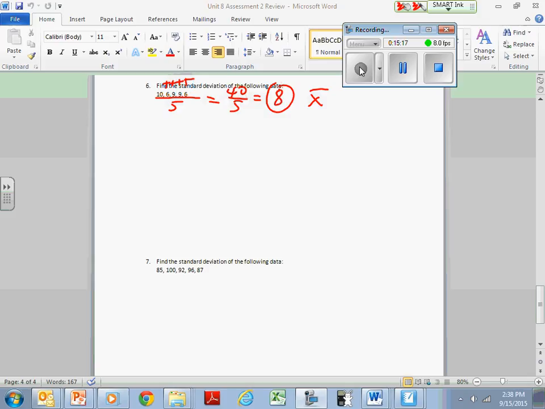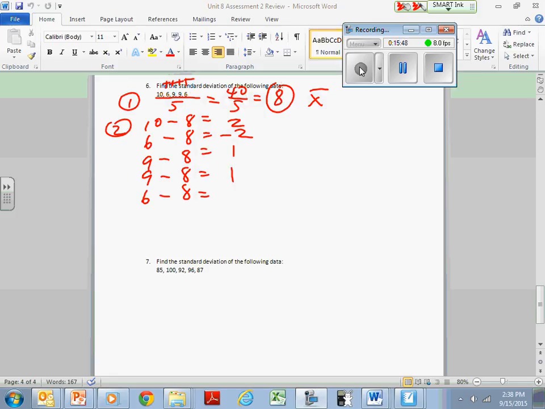So that's step 1. Step 2, we have to find the distance of each data value to the mean. In other words, each one of these numbers, 10, 6, 9, 9, 6, we're going to find out how far away it is from the mean. How do you do that? You just subtract: 8, 8, 8, 8. 2, negative 2. That 2 goes up there. A 1, and a negative 2. What did we just do? We did step 2. We found the distance.